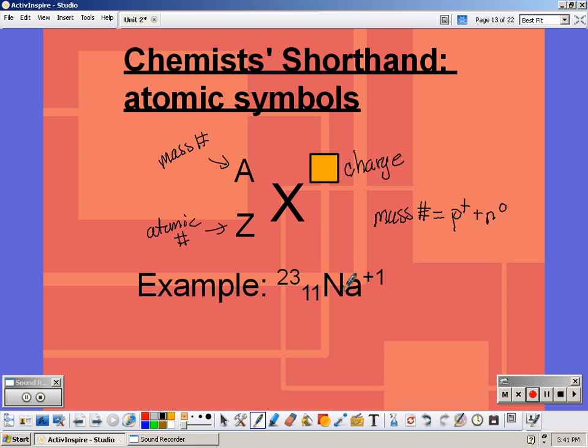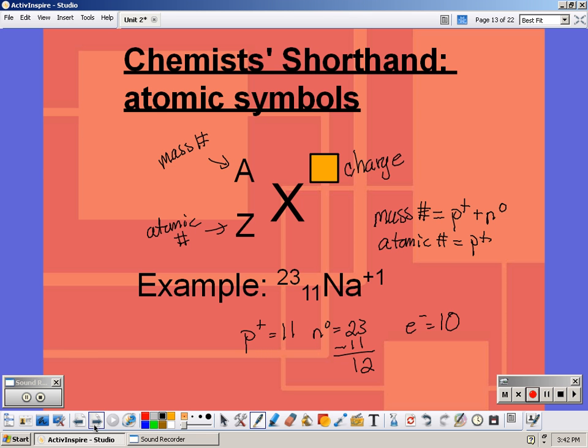The atomic number, if you remember from Chem 1, is the number of protons. So for this isotope, I have 11 protons. For neutrons, I would say 23 minus 11, so I have 12. And then the electrons, if this was neutral, if I didn't have anything in the upper right-hand corner, then I would have 11 electrons. However, I have this positive charge, which means I have to have one more proton than electrons. So I actually have 10 electrons. Remember, you cannot change the number of protons. That has to remain the same.